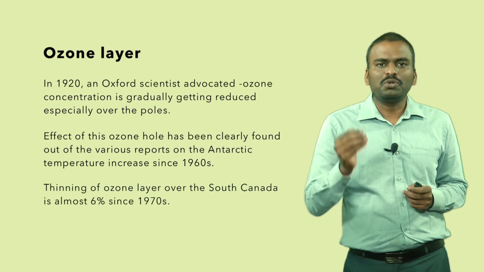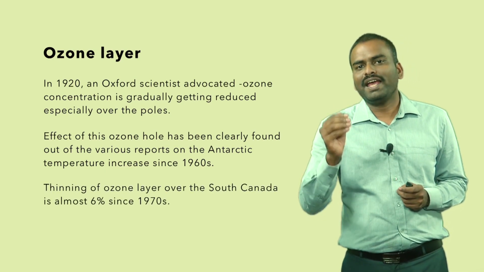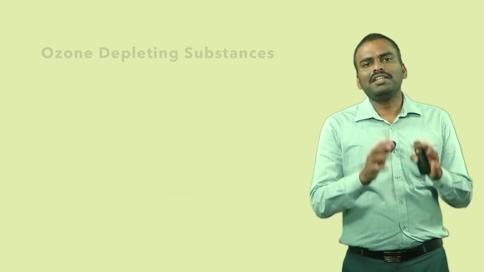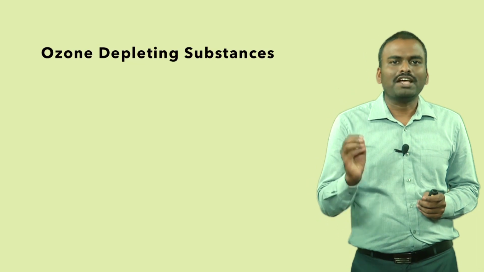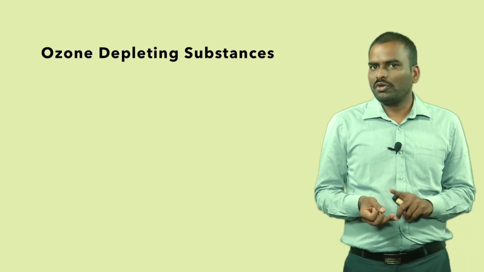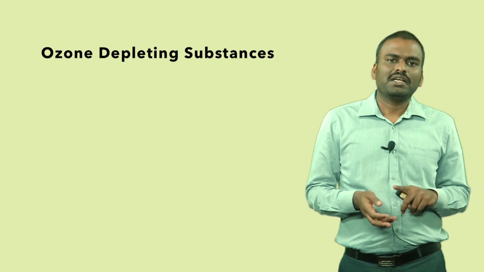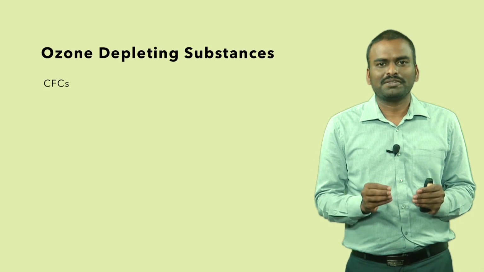A thinning of the ozone layer was also found, and it was advocated in the year 1970. What are the substances, the chemical components, which cause problems for ozone depletion? One is chlorofluorocarbons, in short identified as CFCs.